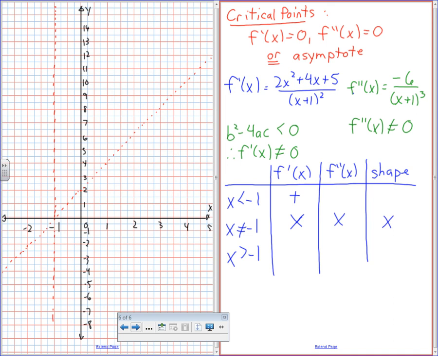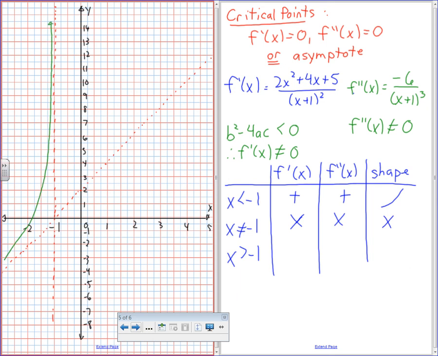Okay, for f double prime of x, I have negative x over x plus 1 cubed. If x is negative 2, what is negative 2 plus 1 cubed? Negative. So what's a negative divided by negative? Positive. So what does a positive slope that is getting more positive look like? Sort of like this. So as far as what the graph's going to look like, it to me is going to look something like this. It's going to slide along the oblique asymptote over there, and then head on up.